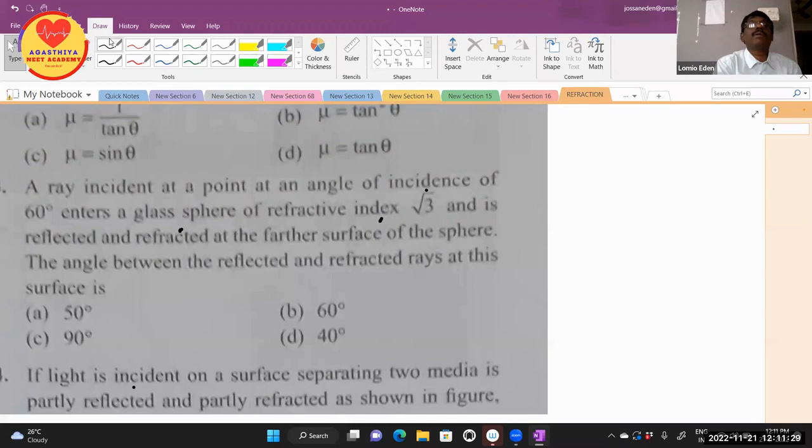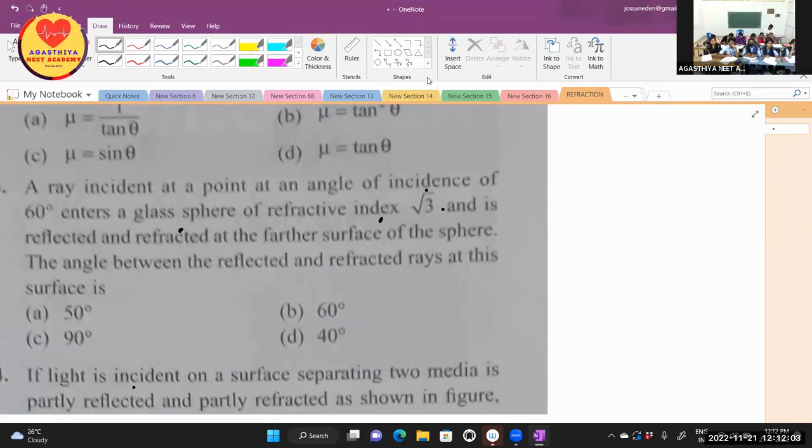Students, see this next problem. A ray incident at a point at an angle of incidence 60 degrees enters a glass sphere of refractive index √3 and is reflected and refracted at the farther surface of the sphere. The angle between the reflected and the refracted rays at this surface is?